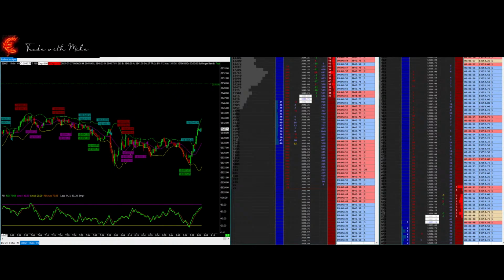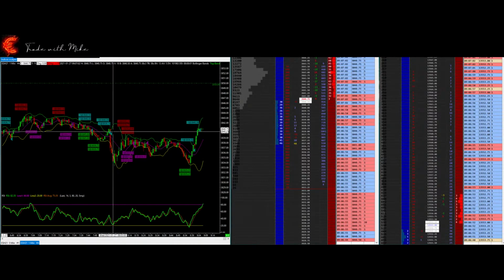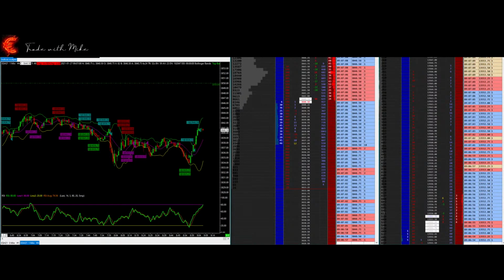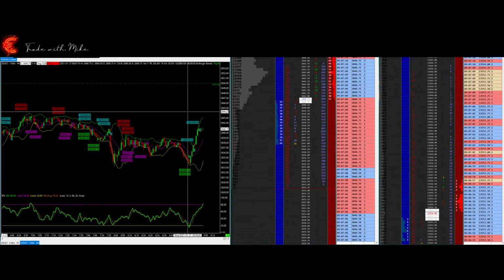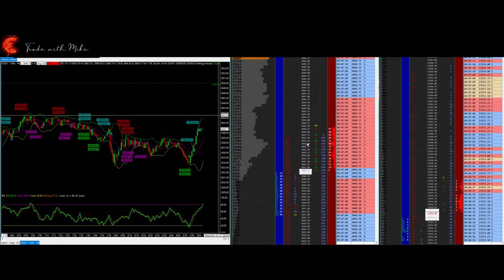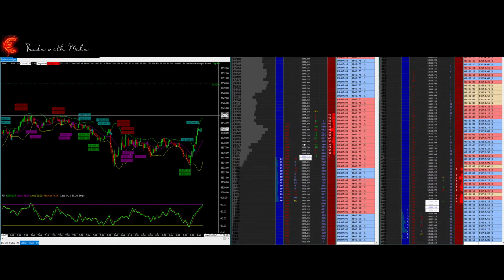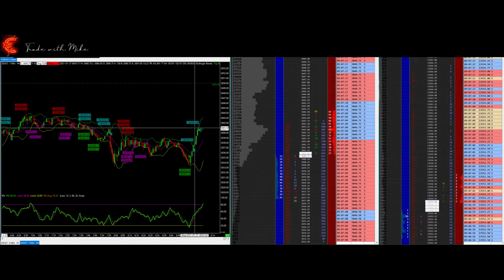It looks like a revenge when I got stopped out here. I just, you know, didn't take this move, so it's like a revenge. I took advantage of that. And now look, we kind of have a base here.